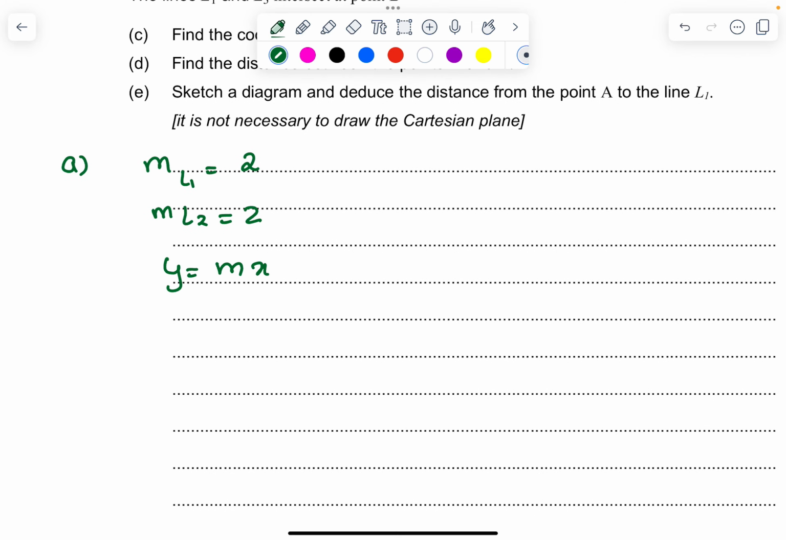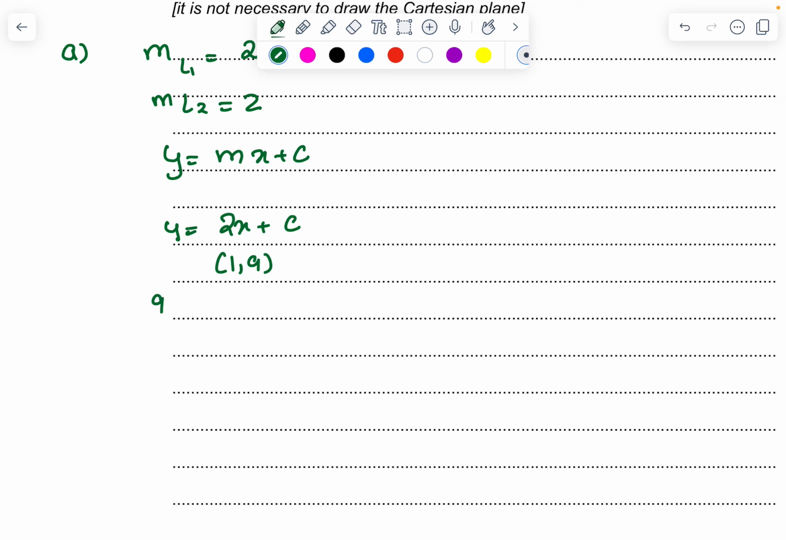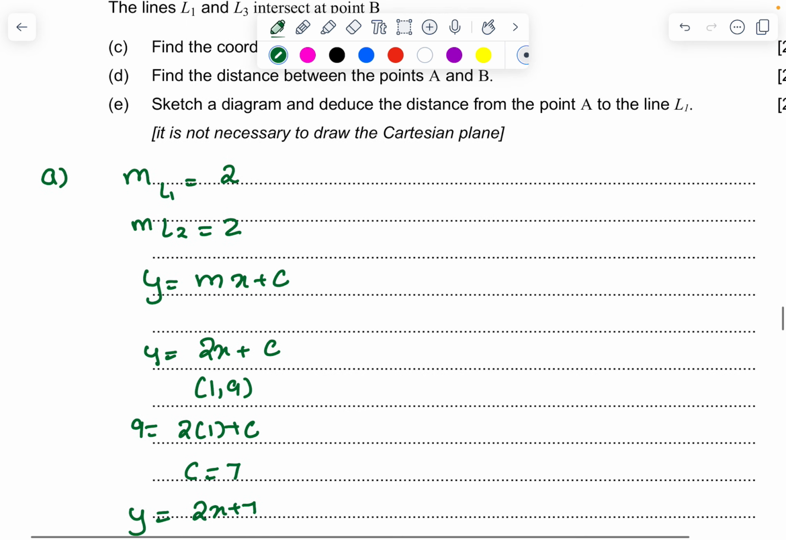So y equals mx plus c. So y equals 2x plus c. Now, it is passing through (1, 9). So 9 equals 2 times 1 plus c. This gives me c value as 7. So what will be the equation? y equals 2x plus 7. That is part A.